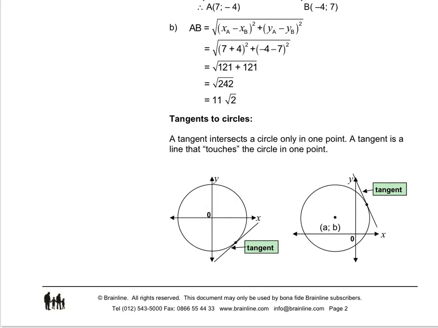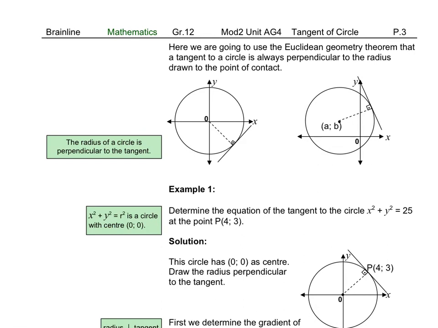This brings us to the new part of the lesson, where we want to look at tangents to circles. Now, a tangent intersects a circle only in one point. A tangent is a line that touches the circle only in one point. Now, for the next examples, we are going to use the Euclidean geometry theorem that a tangent to a circle is always perpendicular to the radius drawn to the point of contact. So if I have my radius, the radius is perpendicular to the tangent.